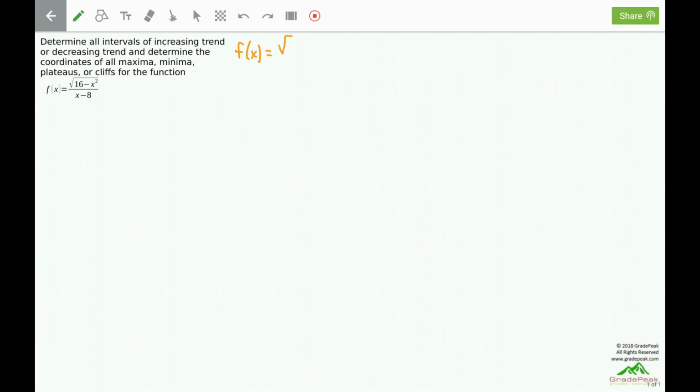f of x equals the square root, an even root, of 16 minus x squared, divided by x minus 8. We can rewrite the square root as a fractional exponent. It is 16 minus x squared to the 1/2 power, divided by x minus 8. The denominator of a fractional exponent is the root, and it's an even number here.